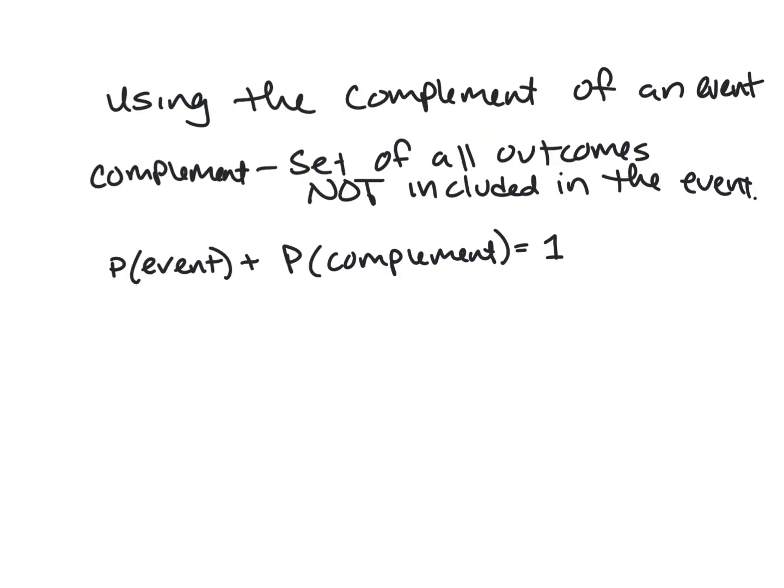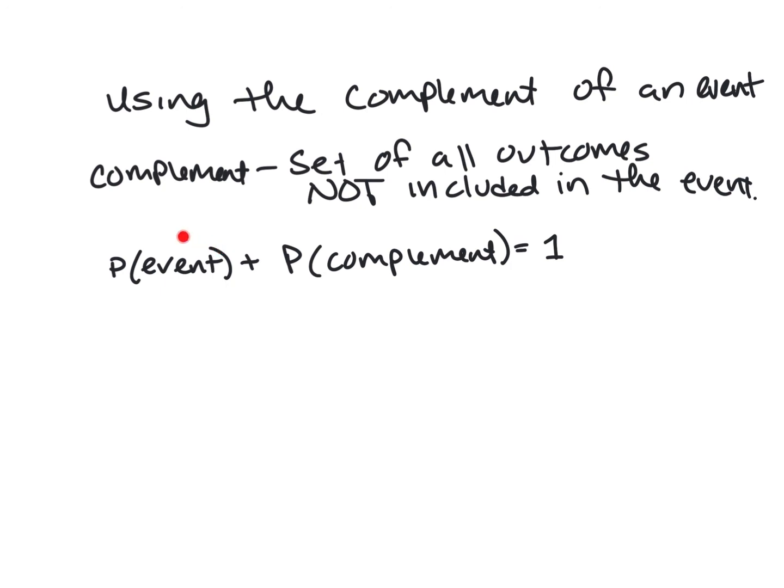The last part of this lesson just talks about using the complement of an event. Complement of an event means the set of all outcomes that are not included in the event. So when we were looking at the previous example of the number cube, what was the probability of rolling an even number? Well, the event was 2, 4, and 6 were the possibilities for the even, right? The complement of that is the opposite of that, the odds, 1, 3, and 5. Those aren't going to happen, right? And that's what the complement is.